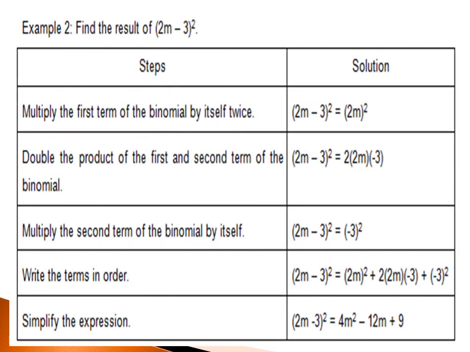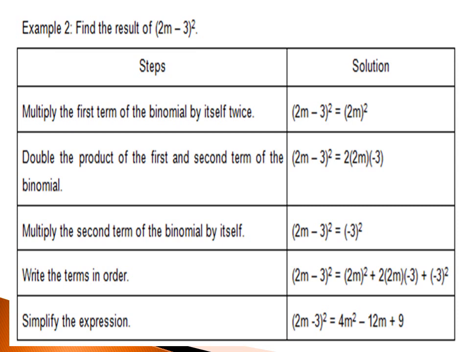Another example, find the result of the quantity of 2m minus 3 squared. First, multiply the first term of the binomial by itself. So the solution, we have 2m times 2m, or 2m squared. Second, double the product of the first and second term of the binomial. We have 2 times 2m times negative 3.